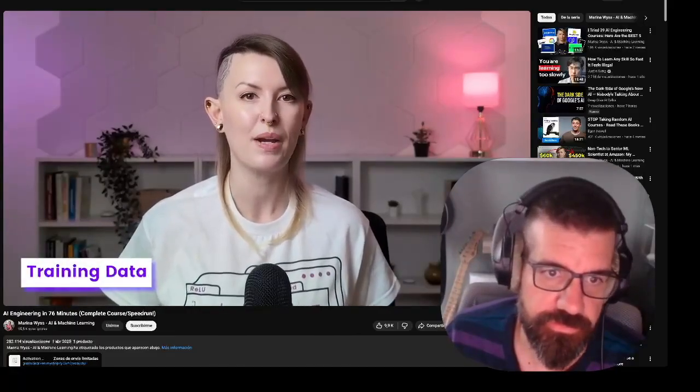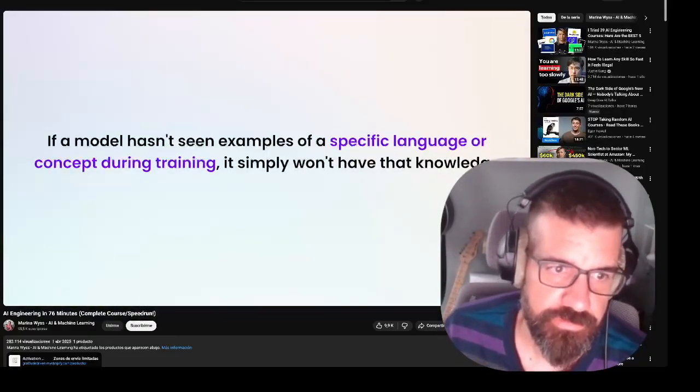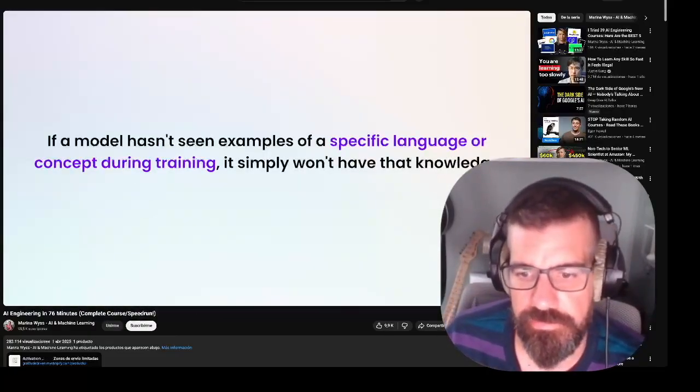This might seem obvious, but it has profound implications. If a model hasn't seen examples of a specific language or concept during training, it simply won't have that knowledge. Most large foundation models are trained on web-crawled data, which brings some inherent problems. This data often contains clickbait, misinformation, toxic content, and fake news. To combat this, teams use various filtering techniques.